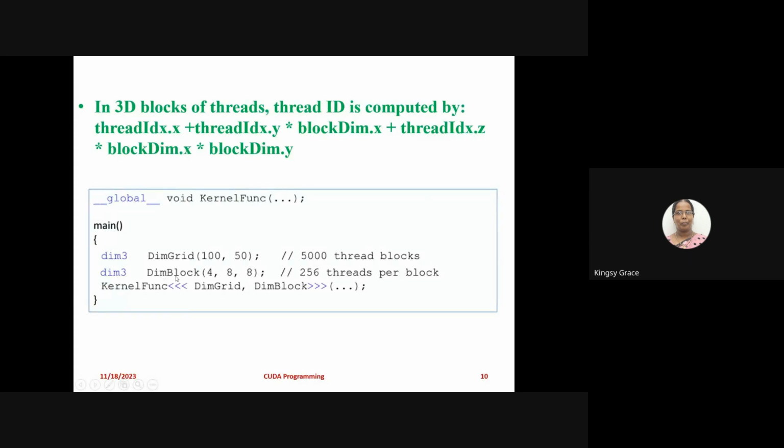While specifying the block dimension, you have to give X, Y and Z values: 4 comma 8 comma 8. Multiplying 4 into 8 into 8, you get 256 threads per block. This means each block contains 256 threads.